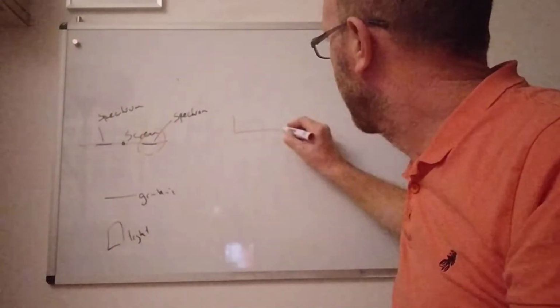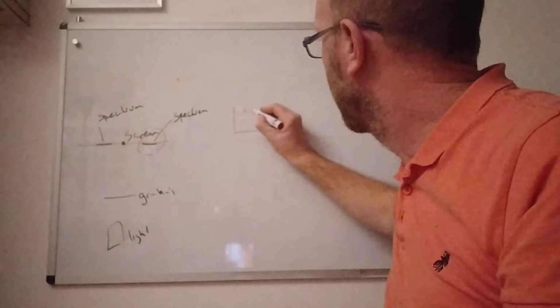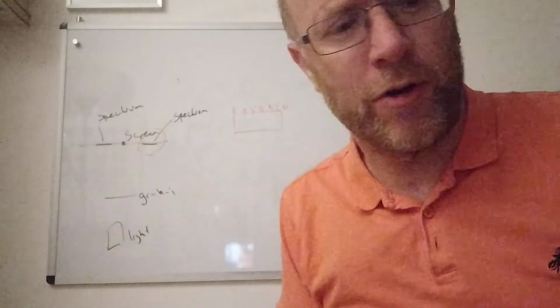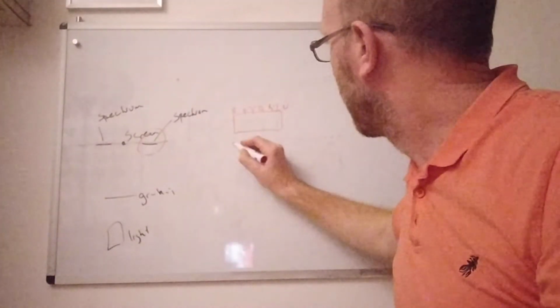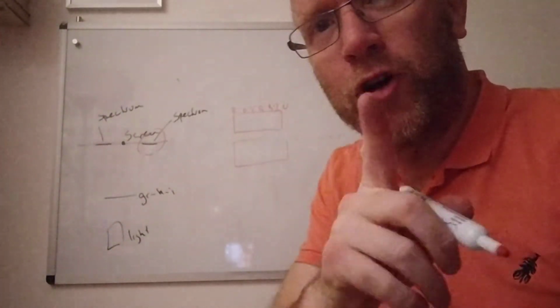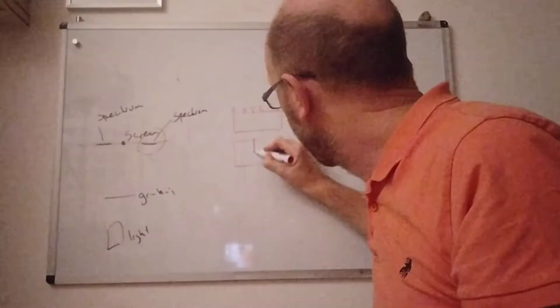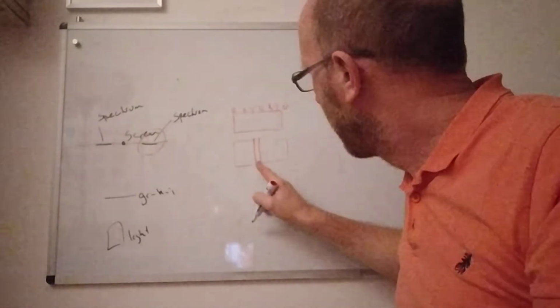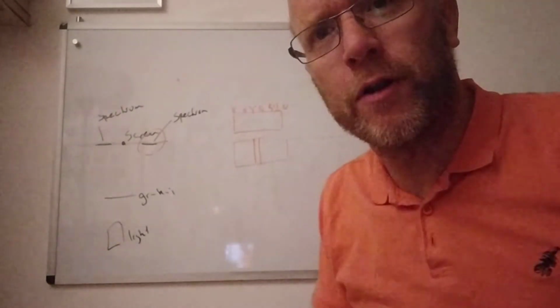So in a continuous spectrum, we have red, orange, yellow, green, blue, indigo, violet. If I take sodium, and I don't have the right colour here, you don't get any of those. All you get is a couple of yellow lines. I'm drawing these in red, but you can see them as yellow.